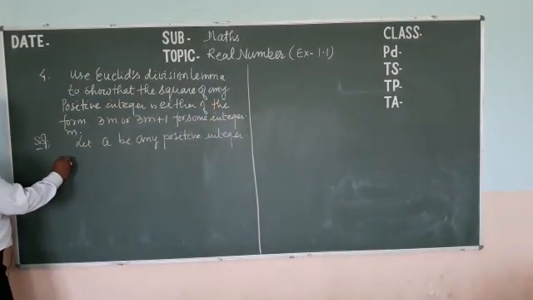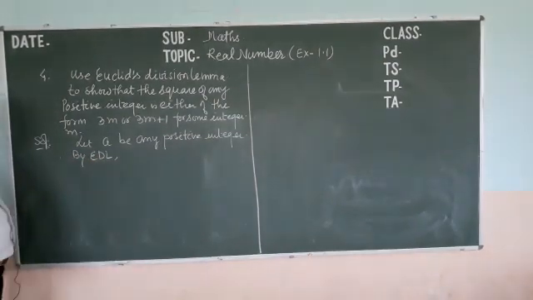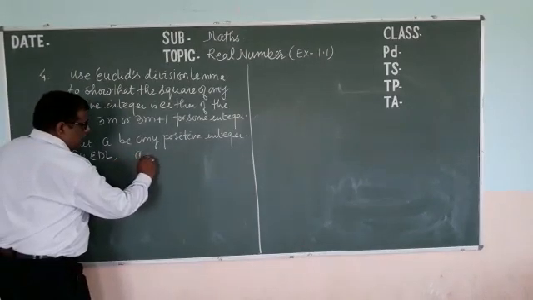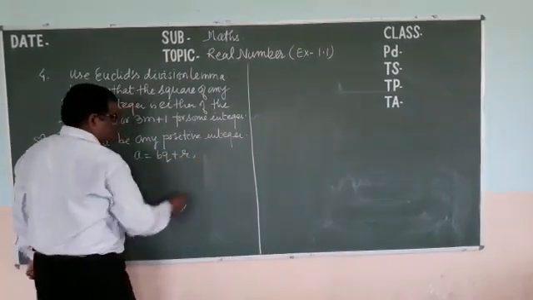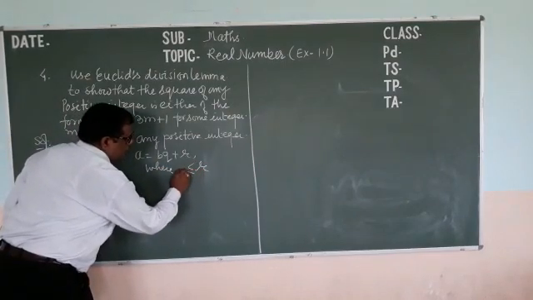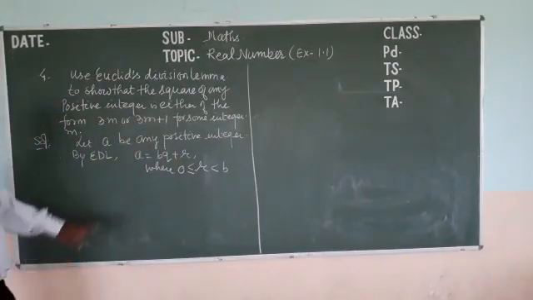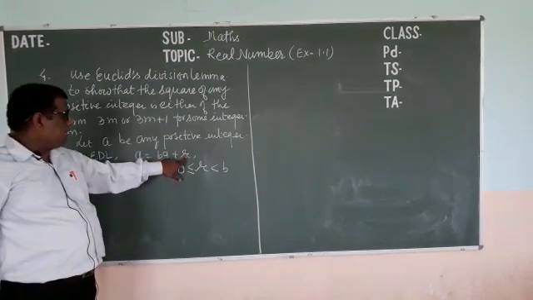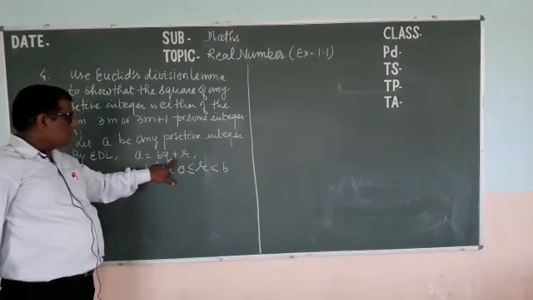Therefore, by Euclid's division lemma, what is Euclid saying? That a is equal to bq plus r, where r is greater than or equal to 0 and less than b. Understand this first: a is equal to bq plus r, that is, dividend is equal to divisor into quotient plus remainder.